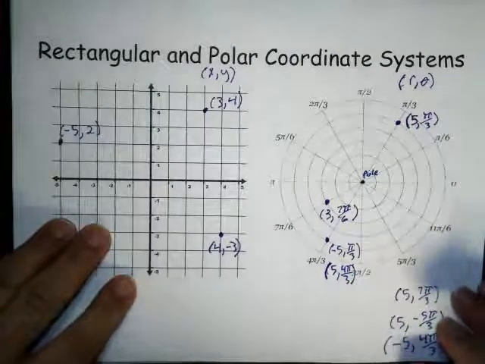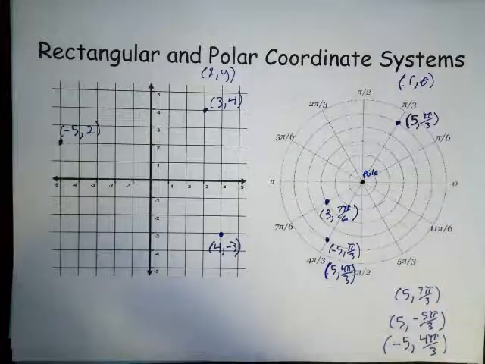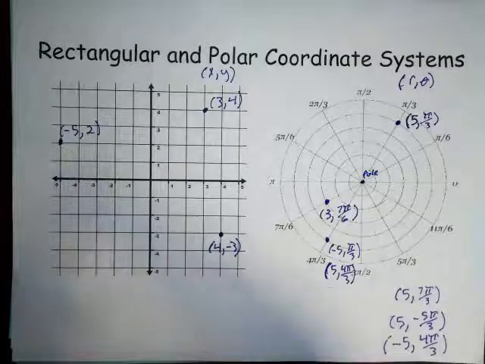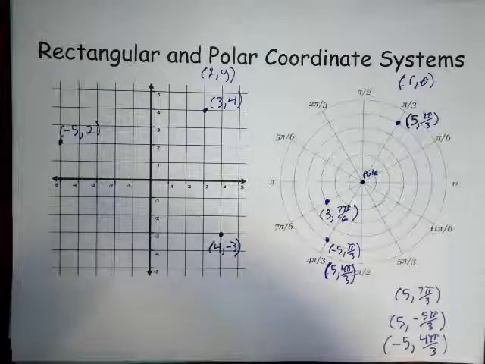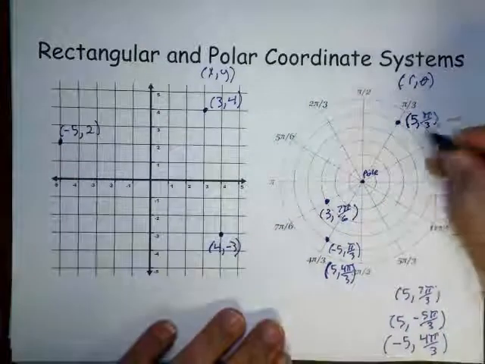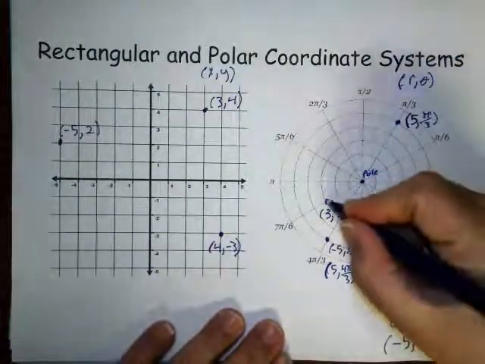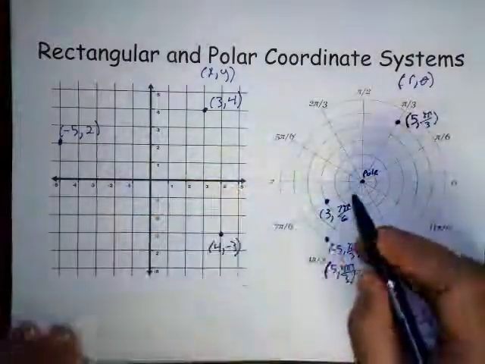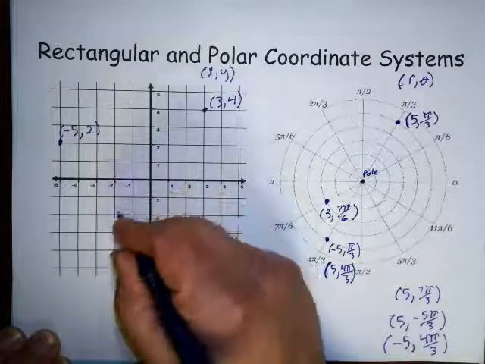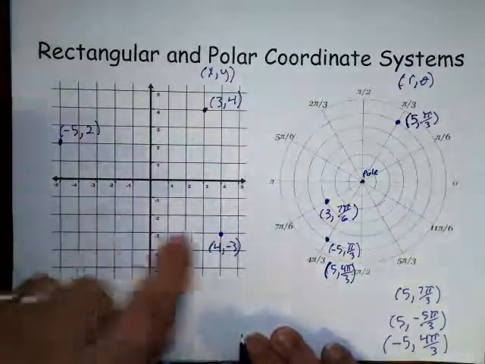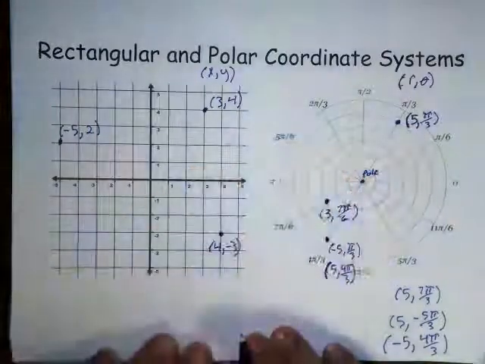So in the next video, what we'll do is we will learn how to convert a polar coordinate into a rectangular coordinate. So given these polar coordinates, how do I find the x, y that would give me the same ordered pair? So like this one would be over here somewhere. How do I get the x, y rectangular coordinate for any of these polar coordinates?